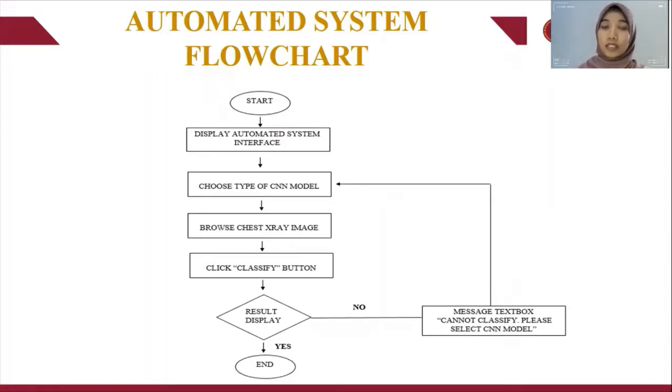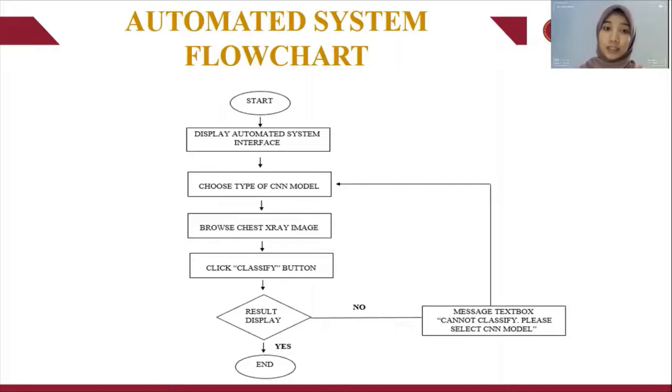After that, the user will choose the type of CNN model, which in this study is GoogleNet. And then the user will browse the chest X-ray images that they need to classify, followed by the classify button being clicked, and finally the system will display the results.